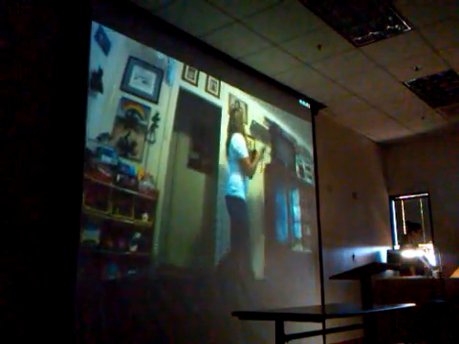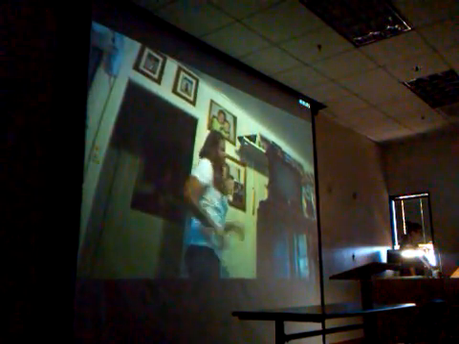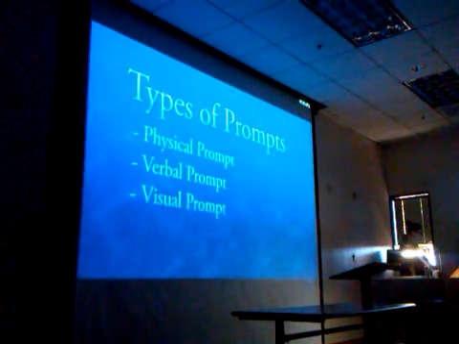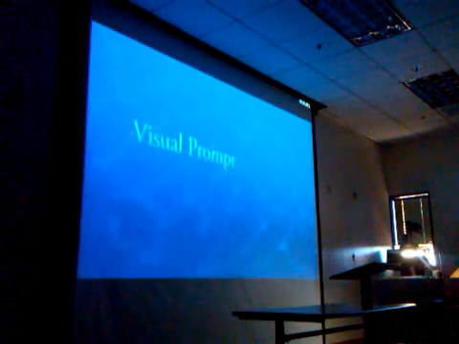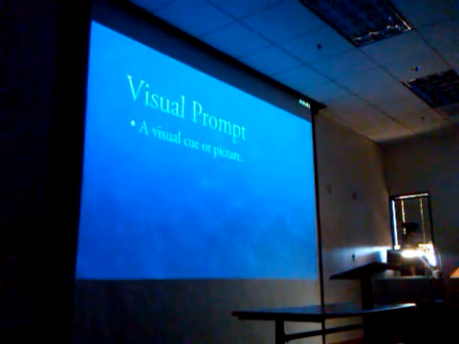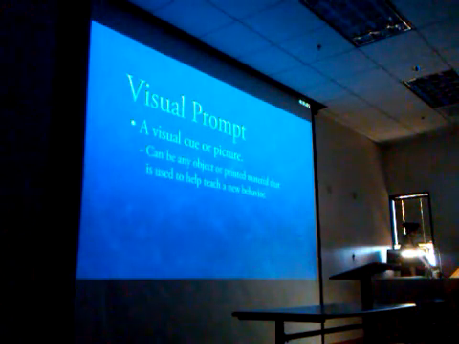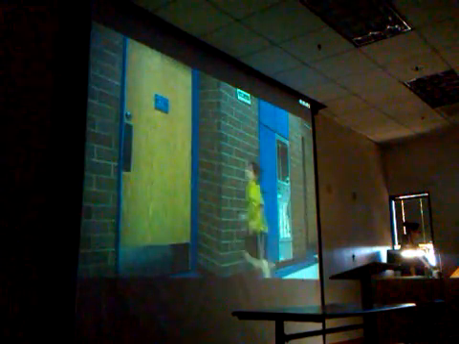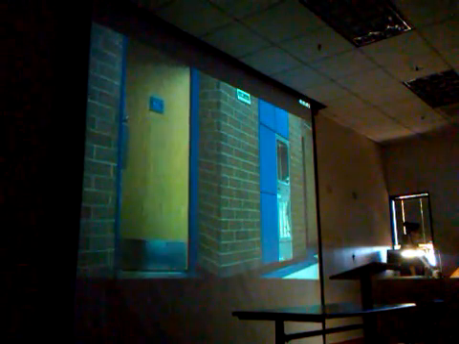Verbal prompts are often difficult to fade. Children often rely on verbal prompts, so fading the prompt can be tricky. Depending on the student, you might want to go with prompts that are less intrusive. Visual prompts are a good alternative. A visual prompt is a visual cue or picture. A visual cue can be any object or printed material that is used to help teach a new behavior. Here are some examples of how you can use visual prompts to teach behavior.